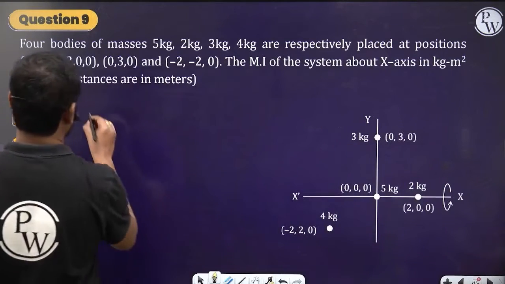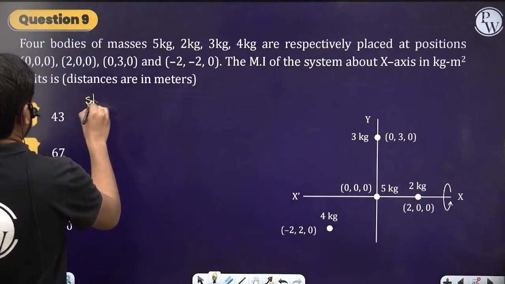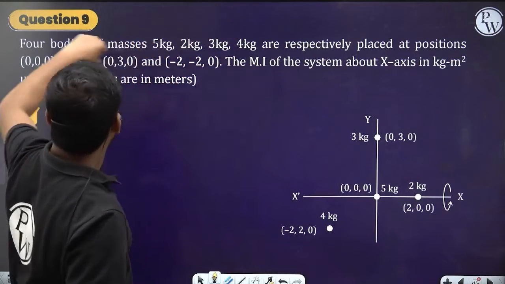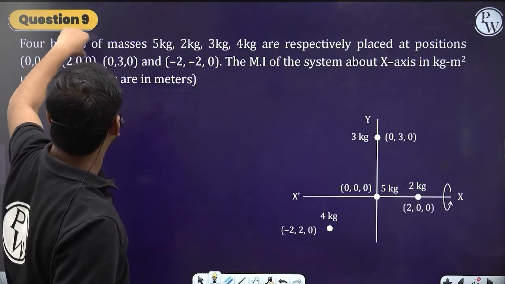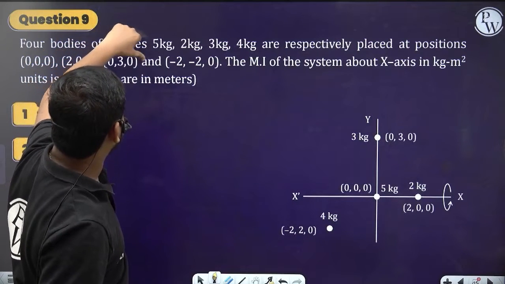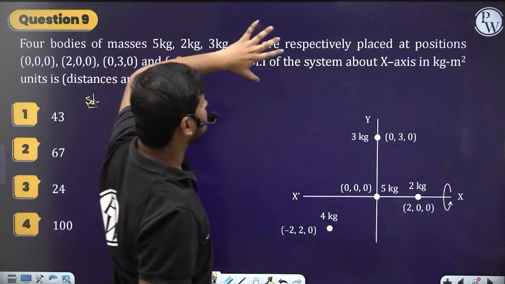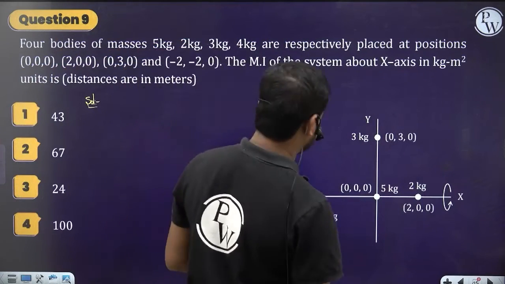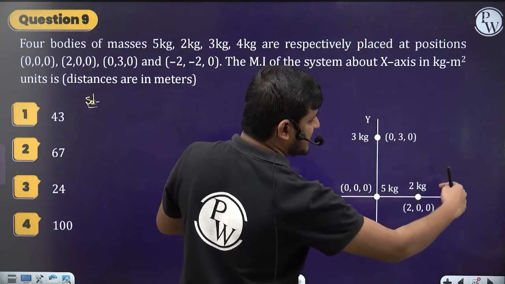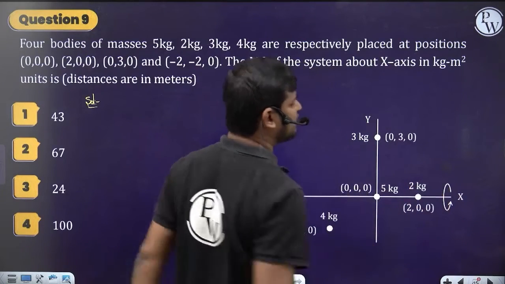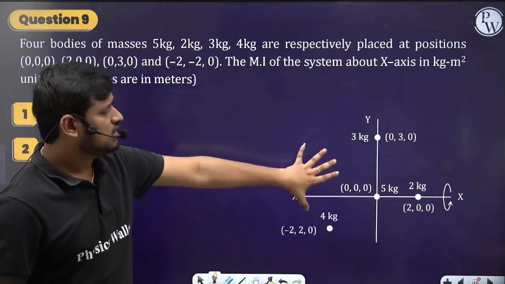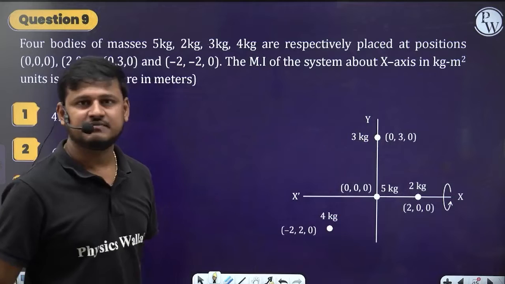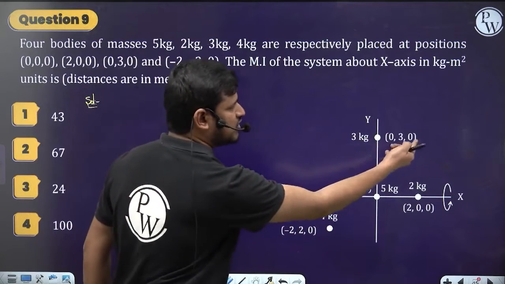So what does the question say? Four bodies of masses 5 kg, 2 kg, 3 kg, 4 kg are respectively placed at the positions (0, 0, 0), (2, 0, 0), (0, 3, 0), (0, -2, 0). The moment of inertia of the system about the x-axis in kg meter square is? So this is the x dash axis. About this axis, you have to find the moment of inertia. Here the masses are placed in 3-dimensional space, because we have x coordinate, y coordinate, z coordinate.